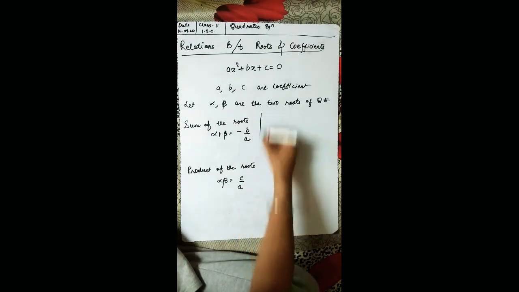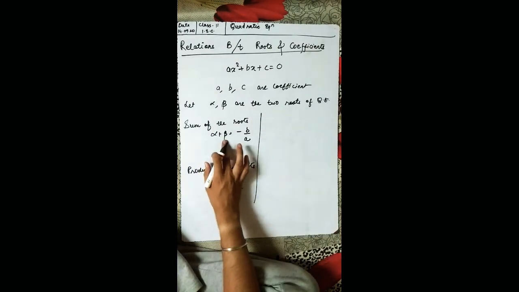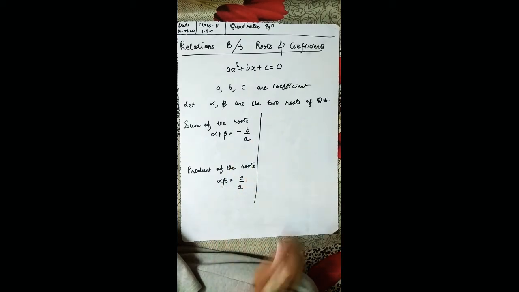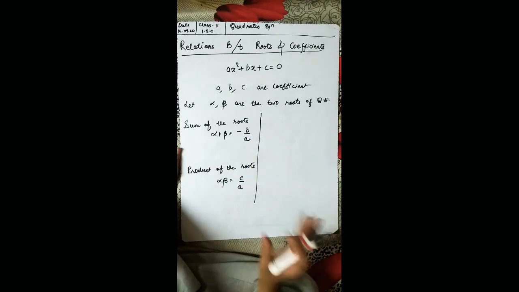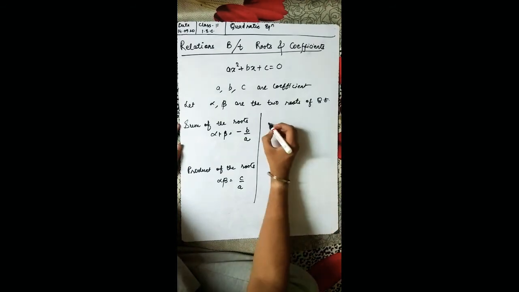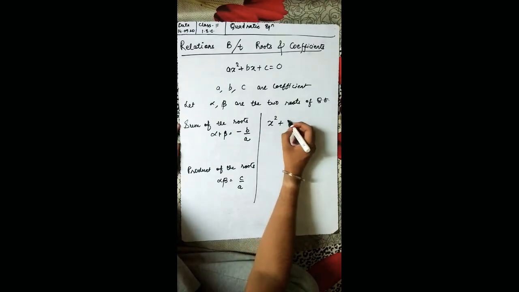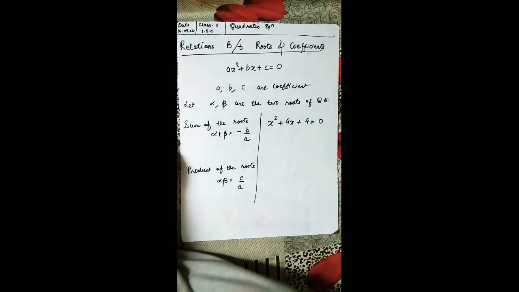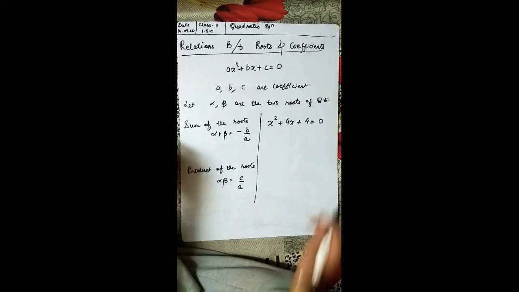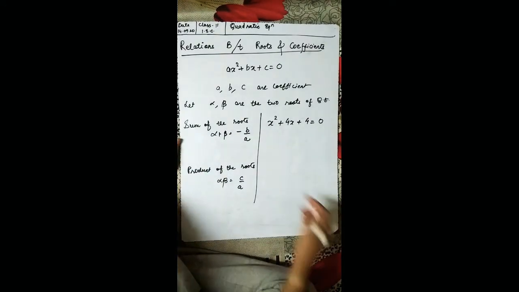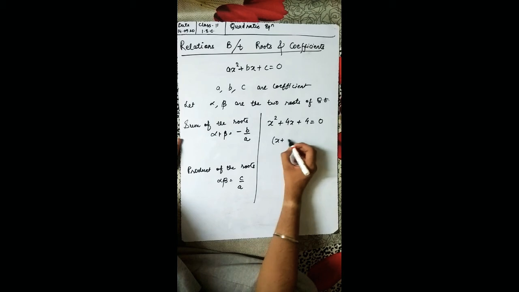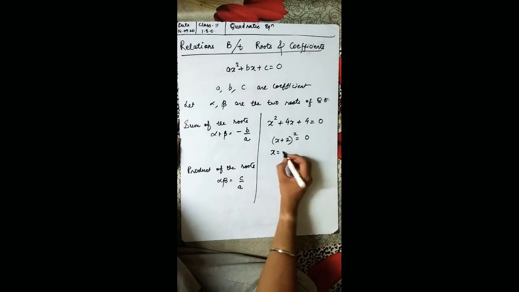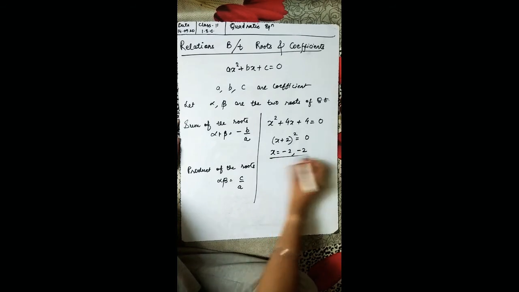Now what is the proof? How can we prove this, alpha plus beta is equal to minus b upon a and alpha into beta equal to c upon a? Let me just explain you with a very short example. Like if I'm taking a quadratic equation x square plus 4x plus 4 equal to 0. As this is the x plus 2 the whole square identity, from here I'll get the two values of x as minus 2 and minus 2.